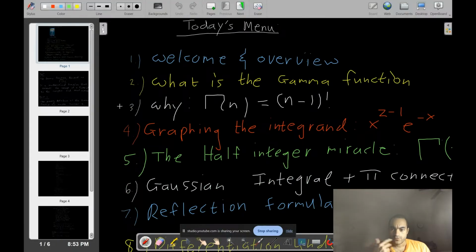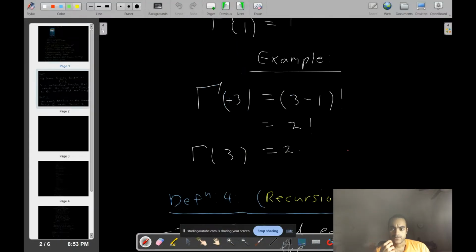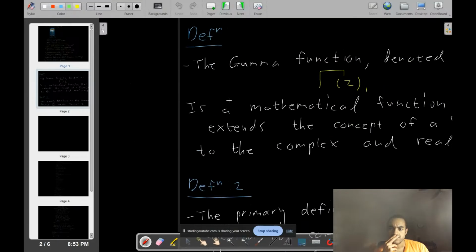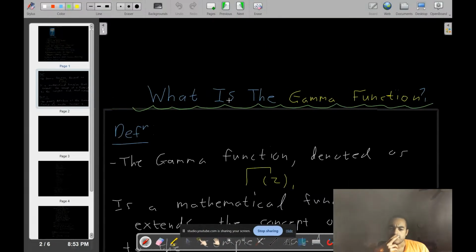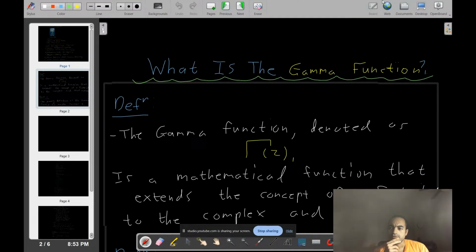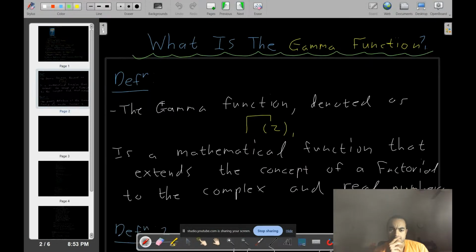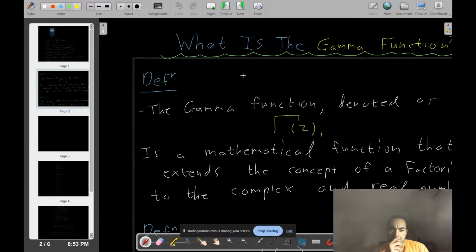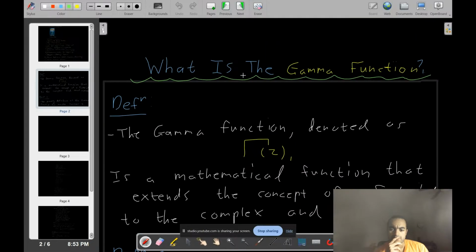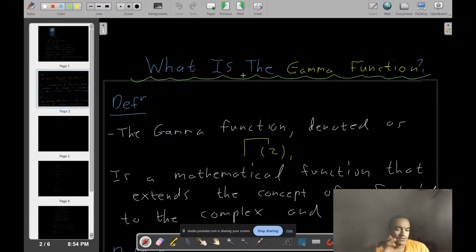So as I said, we're going to talk about what the gamma function is. Anyone take any guesses? Okay, I'll spell it out.